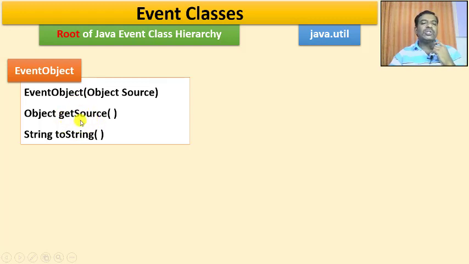This method is getSource, to know what type of source the event object is currently going to handle. If I want to know what type of source, I use the method getSource. And if I want this event in the form of a string, in the form of a name, I use the toString method. Hence we have the event object class, which is the topmost class of any event class we are going to talk about, and we have this constructor and the two methods.